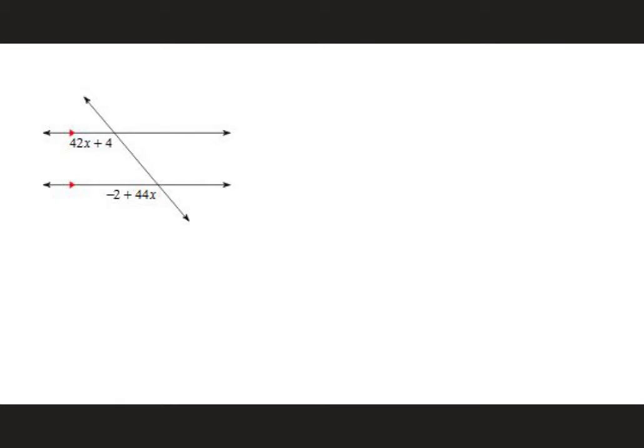So we're going to look at another example. We want to find the value of x. So we're going to decide what special relationship is happening. Because of the information given, the 2x plus 4 and the negative 2 plus 4x, those are corresponding angles. And corresponding angles means that the angles have to be equal to each other. They're congruent to each other.